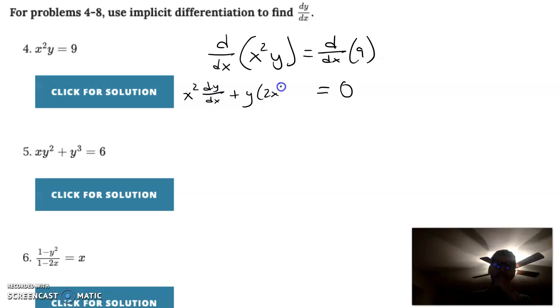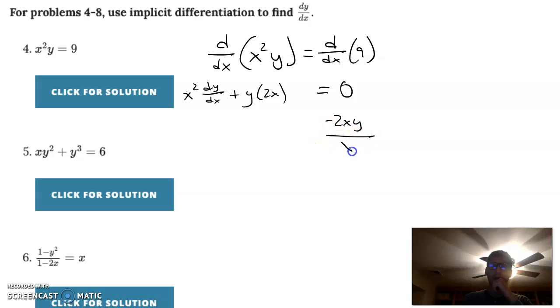It's just 2x. Okay. So now I want to get, again, just the dy dx's by themselves on one side of the equation. This has just become 2xy. I could subtract it over. Then I would just divide by x squared, and this is what dy dx would be. But look, I can cancel out one of my x's with one of the x's in the bottom. So I would get negative 2y over x would be the derivative.